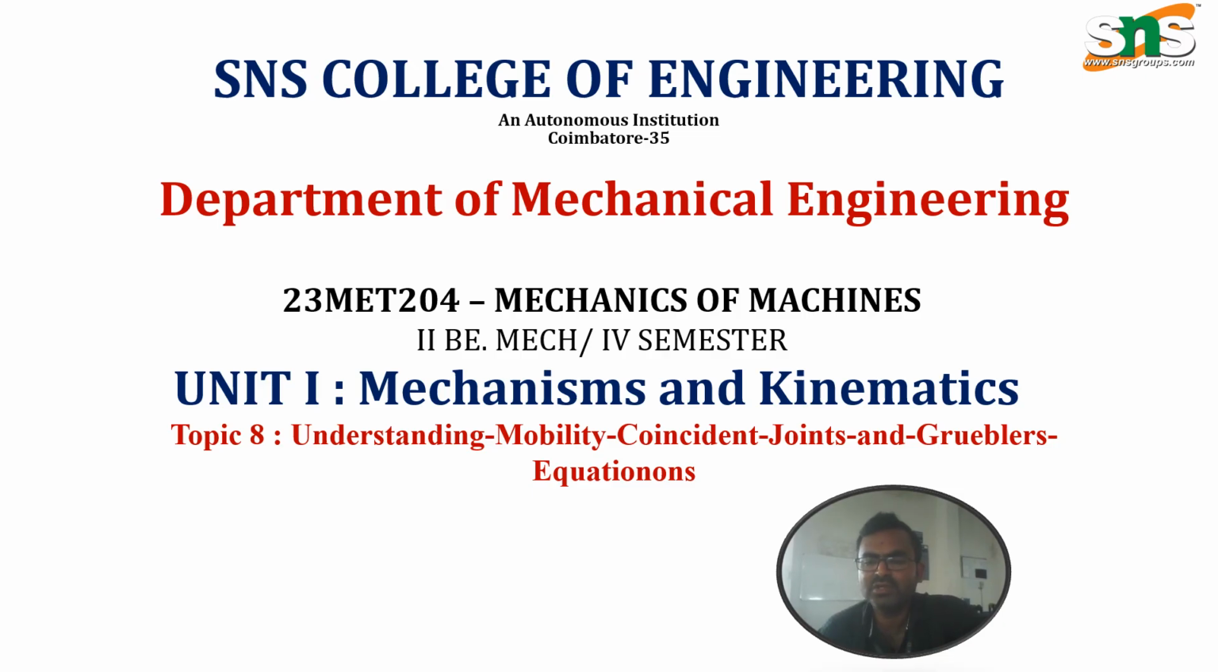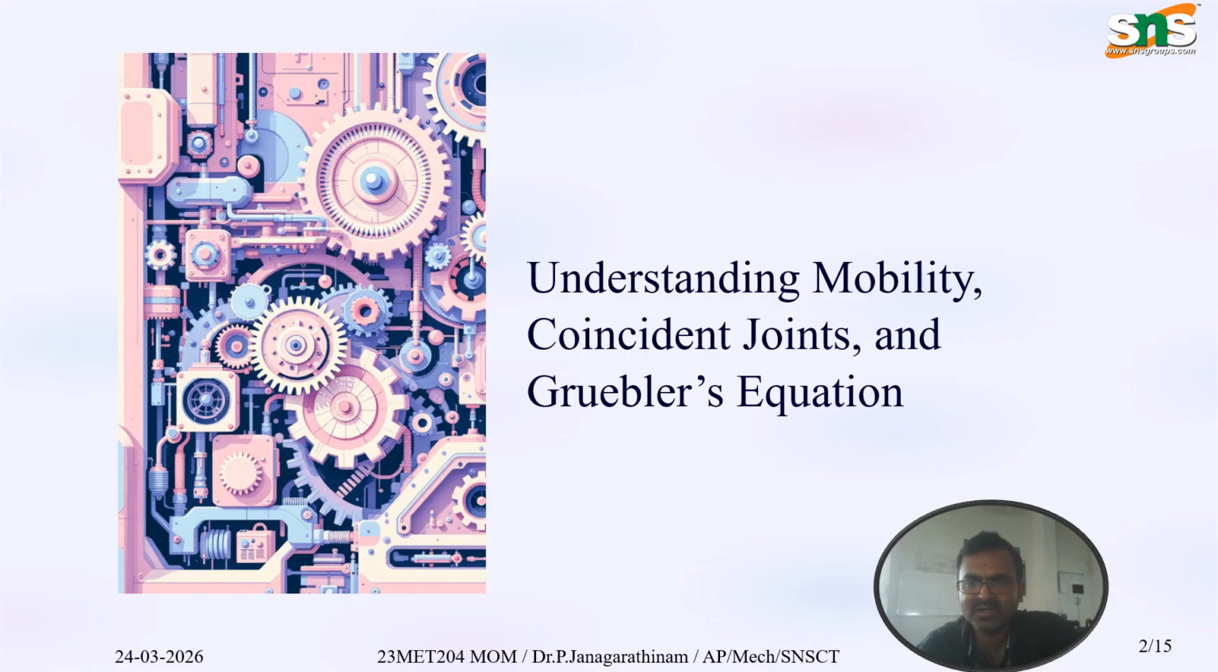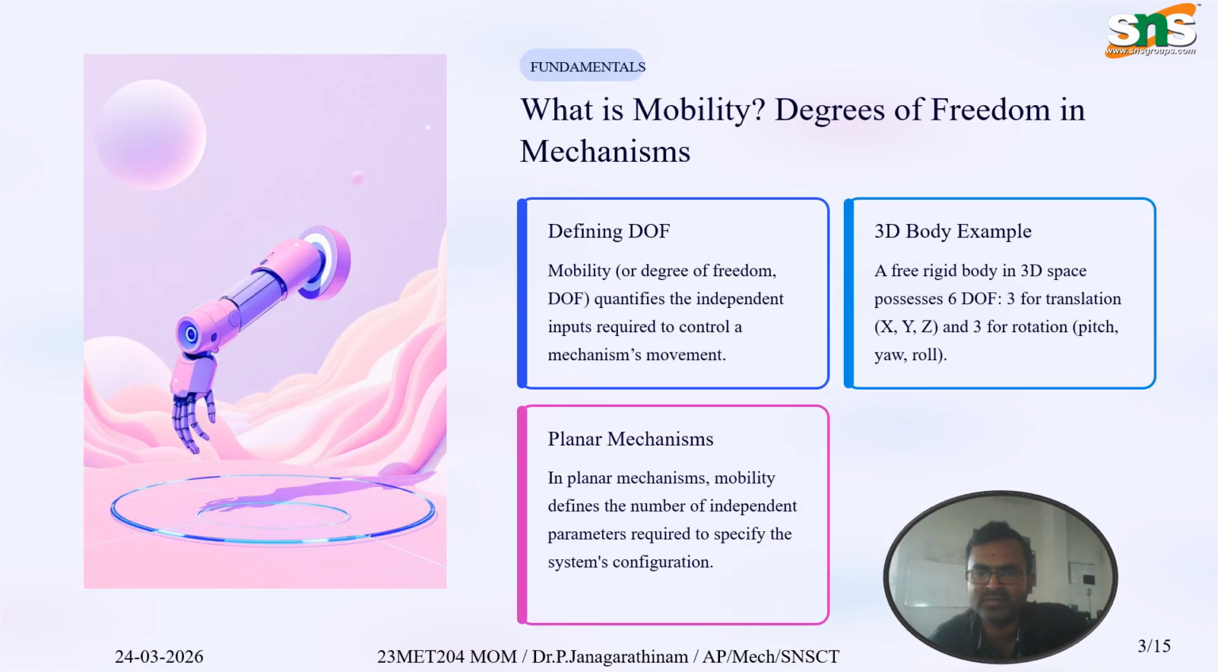In my previous video series, I already discussed Kirchhoff's law, four-bar linkages and other mechanisms. Today, I am going to discuss mobility and coincident joints, the different types of joints and links, and how we apply the Grübler's criterion or equation to our mechanisms. So, understanding of mobility, coincident joints and group equations.